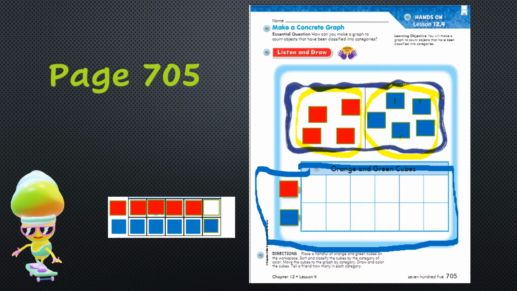And, I'm sorry, not the boxes, the cubes on the outside, we don't count those. Those are our indicators or our signs to show us where the red cubes are going to go and where the blue cubes are going to go. Okay, so when we move our cubes from the boxes up in the top, we know that our red cubes are going to go in the top row and our blue cubes are going to go in the bottom row beneath it.